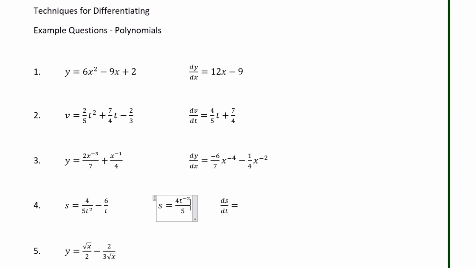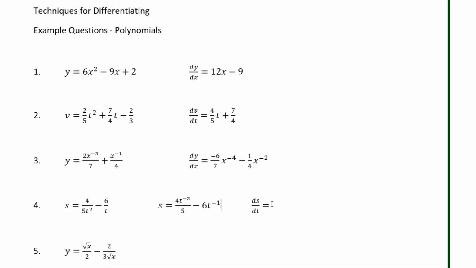I'm also going to rewrite the second term. So it's just going to be minus 6, move the t to the top, and it becomes a negative power. So it's 6t to the minus 1. Now that is the same question. It looks very different, but it is the same question as the original question.